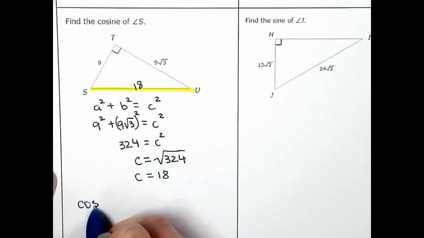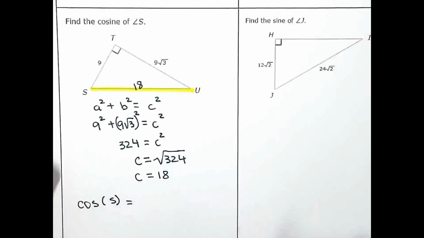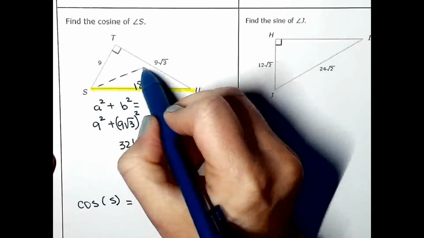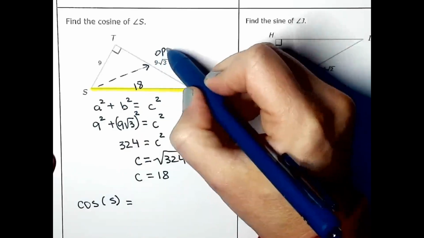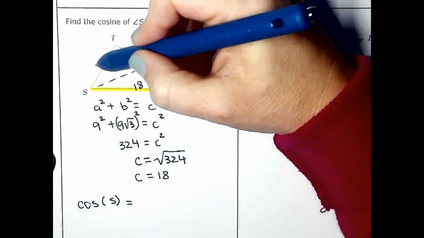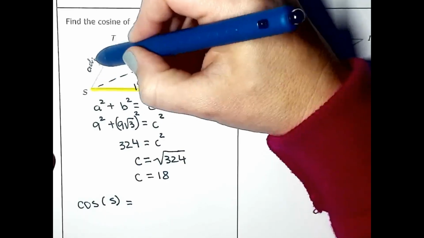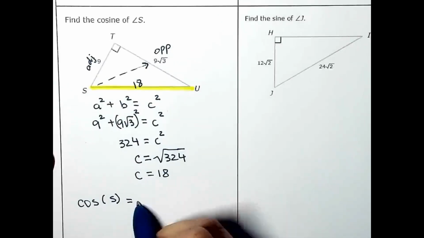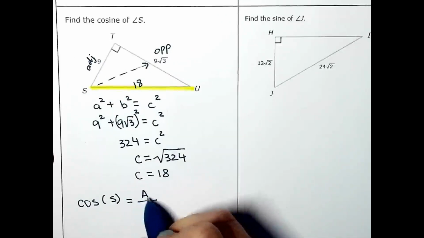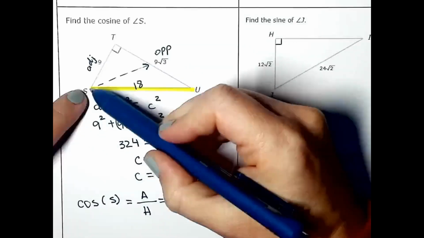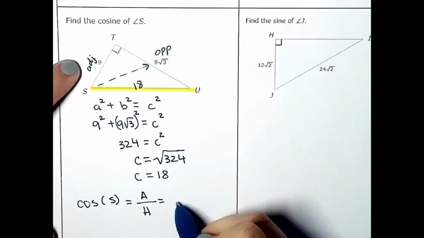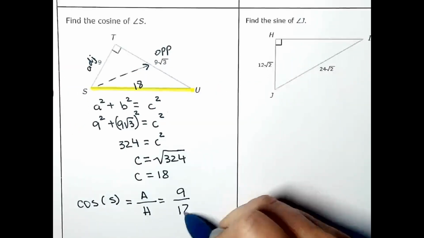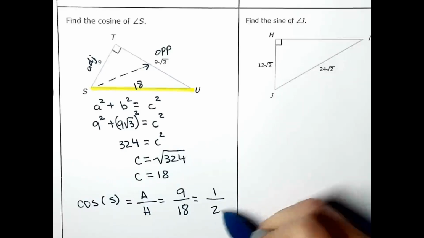So when you find the cosine of angle S, you get, oh, we can't start yet. We didn't label our stuff. So opposite to angle S right there, we have opposite. Right here, neighbor to angle S, we have adjacent. Now we can start. So cosine calls for adjacent over hypotenuse. Adjacent, right here, I just labeled it, 9. Hypotenuse, right here, 18. Isn't that pretty?